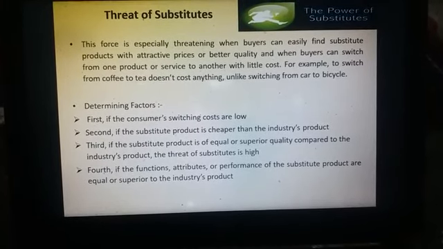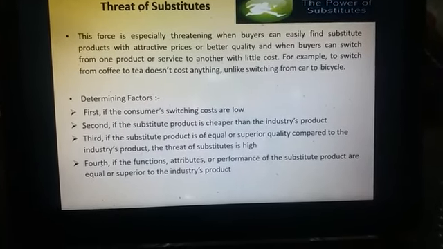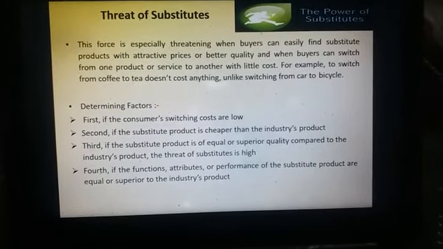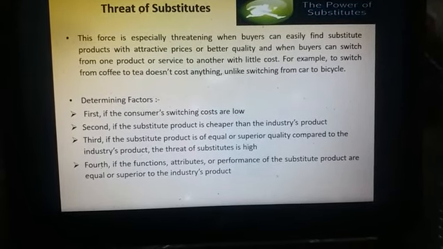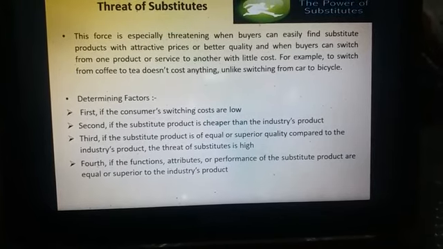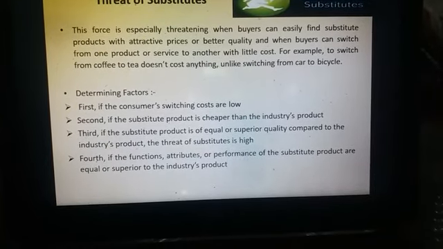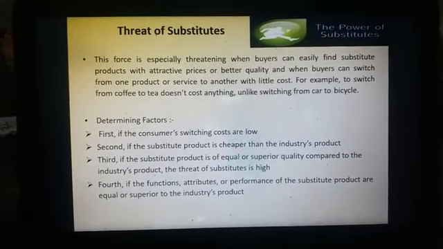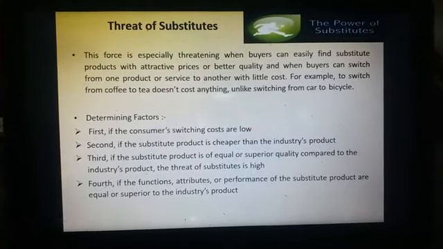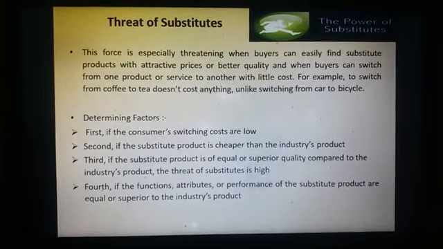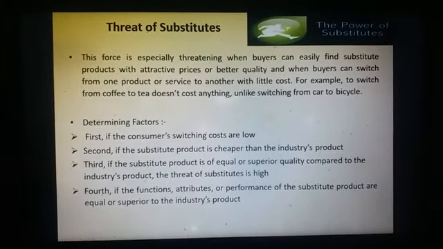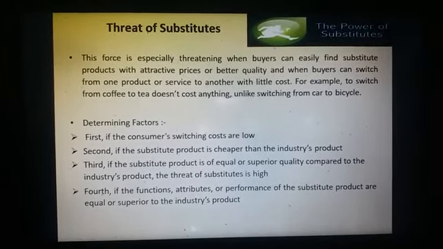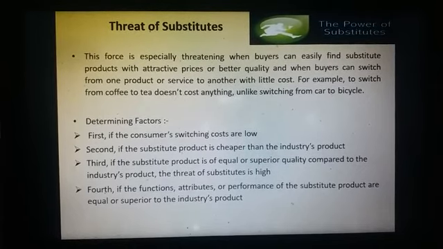Last but not the least, if the functions, attributes, or the performance of the substitute products are equal, more or less I find whatever the USP of product A is, and that of the substitute product, it's more or less the same, equivalent, more, high, low. Then only I'll think of switching over from A to B and B to C product. So this is known as threat of substitute products.